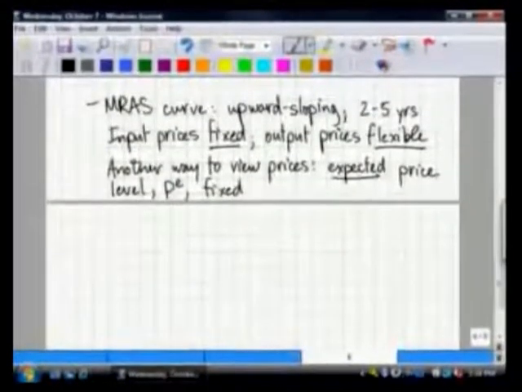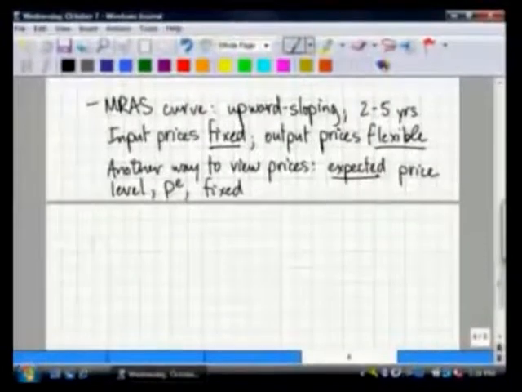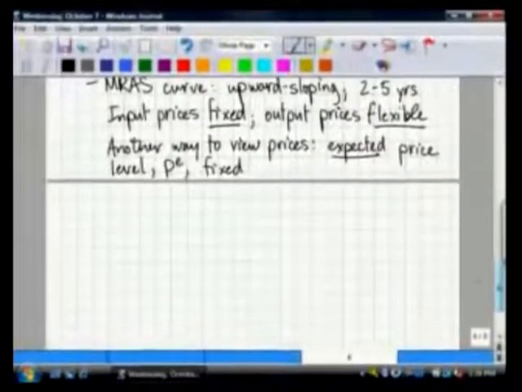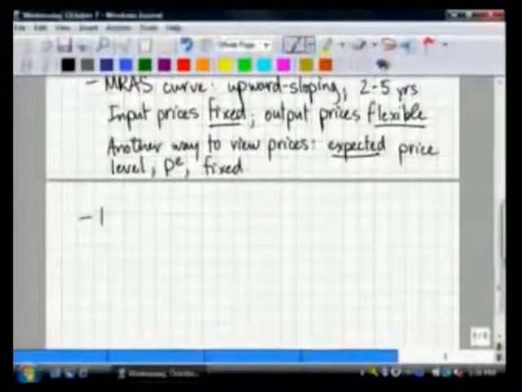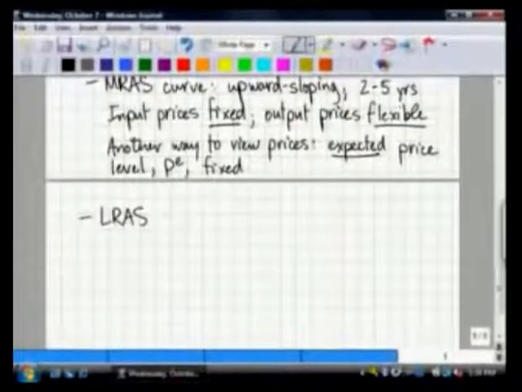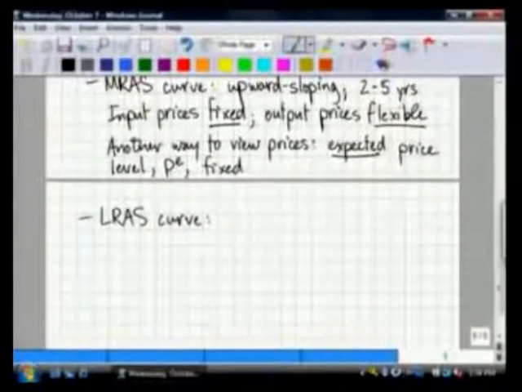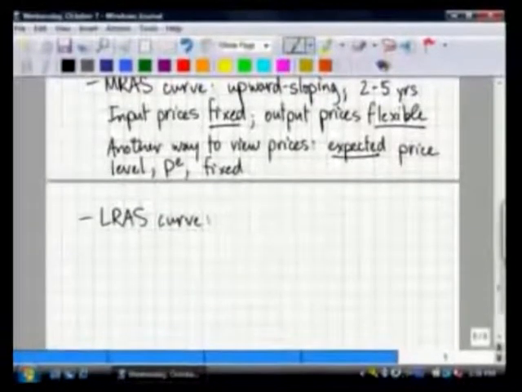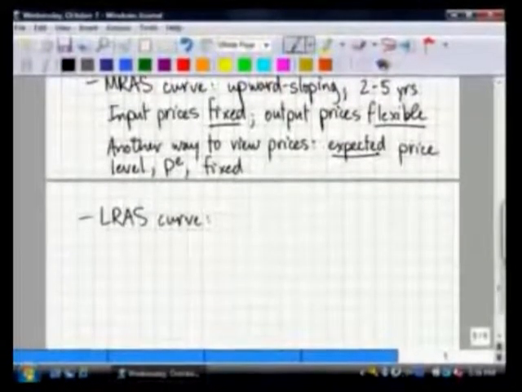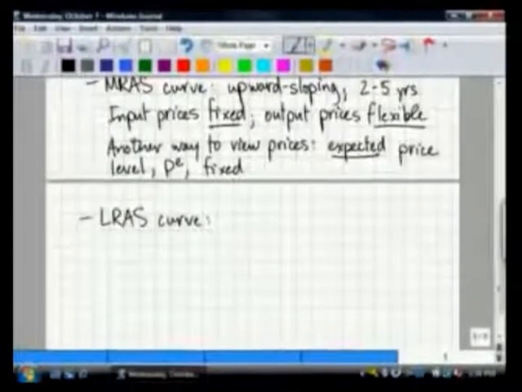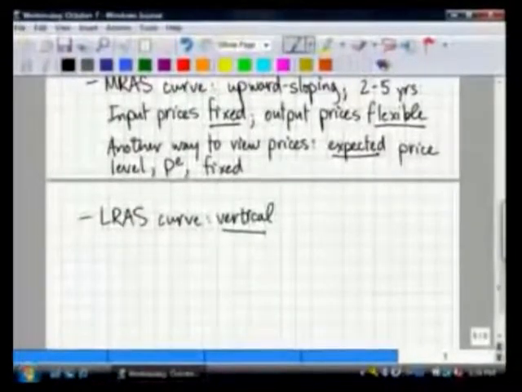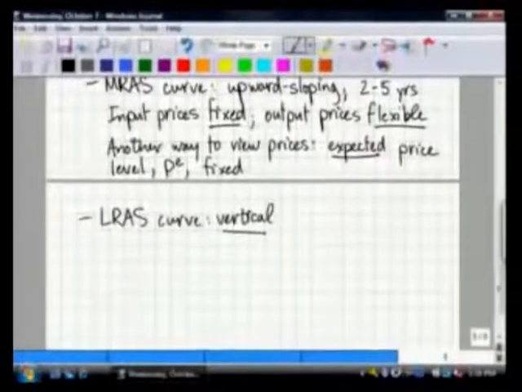We said that sloped up. It has some kind of non-zero price elasticity of supply. And then finally, we have the long-run aggregate supply. And depending on who you talk to, well, first of all, we know it's vertical. I think I showed that to you the last time we were together. So it's vertical, so it has zero price elasticity of supply.